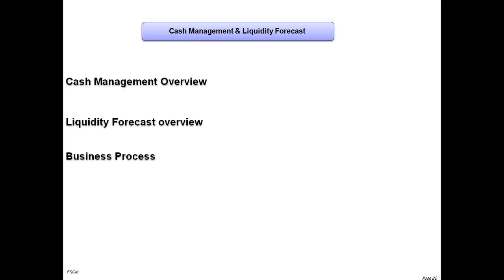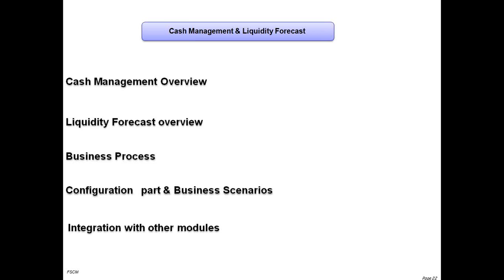The next one is the business process. What is the business process, in brief at least, that we can do here? I'll explain in my next slide in brief. The next one is the configuration part. If you understand the previous one, it is much easier to maintain the configuration part and to do various business scenarios or the various reporting aspects. How can we work on that?